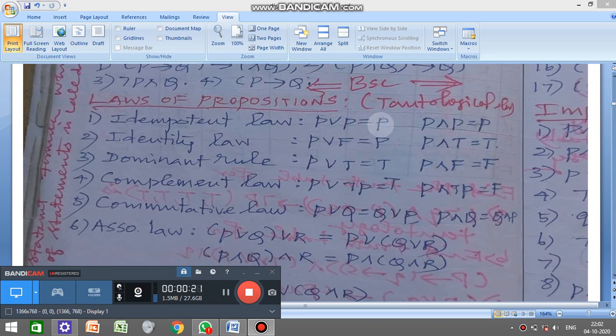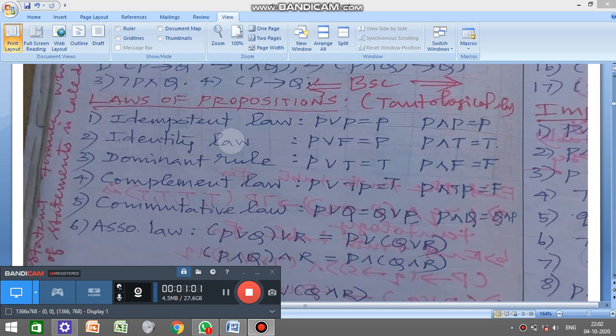See, if P is a proposition, then the idempotent law says that P or P equals the truth value of P itself. That is, you take the truth value of P, connect it with the truth value of P again using OR, and it will give you the truth value of P. Similarly, P and P gives you the truth value of P itself. This is true for all statements, whether the truth value is true or false.